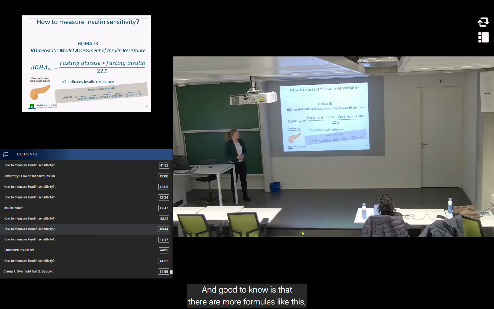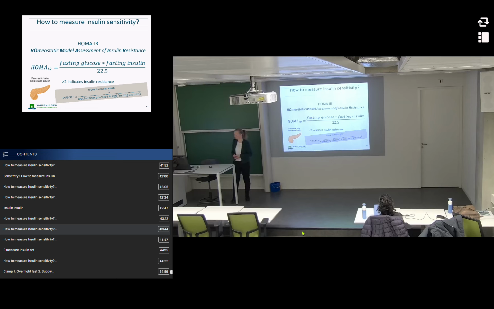And good to know is that there are more formulas like this, just ratios between fasting glucose and fasting insulin. But the HOMA-IR is, I would say, the most often used.